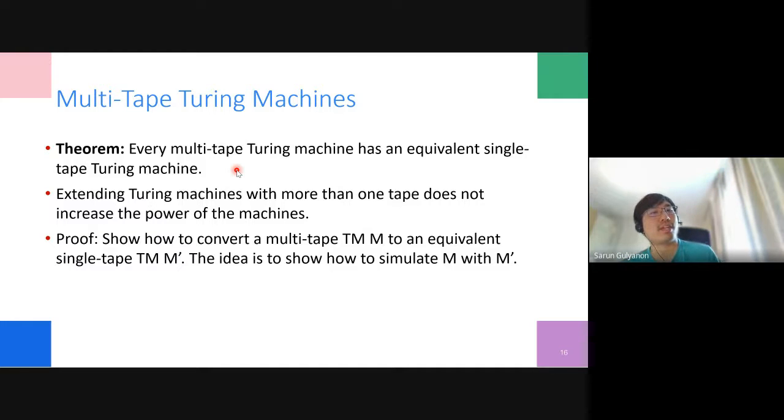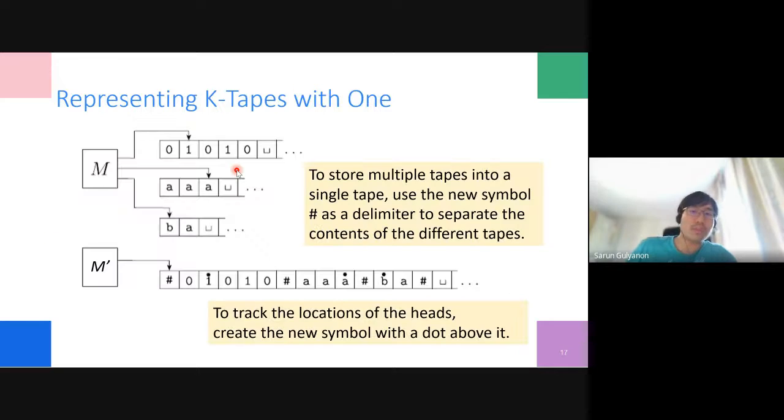But anyway, we will show that for every multi-tape Turing machine, we can build an equivalent single-tape Turing machine. And if we can do that, then we have finished the proof that every multi-tape Turing machine has an equivalent single-tape Turing machine, and that is what we will do. So the idea is this: we will build a standard Turing machine that is equivalent to the k-tape one.